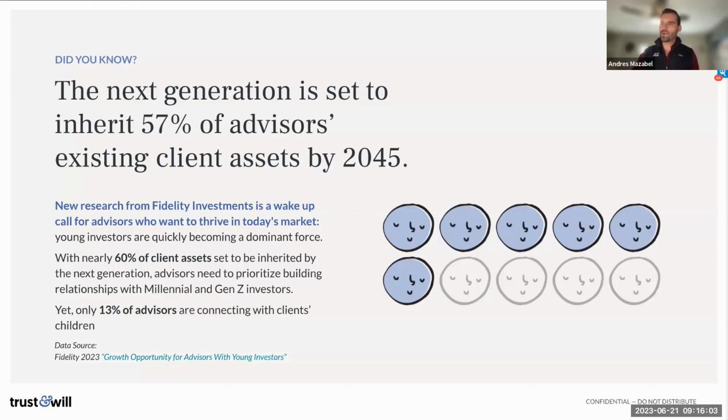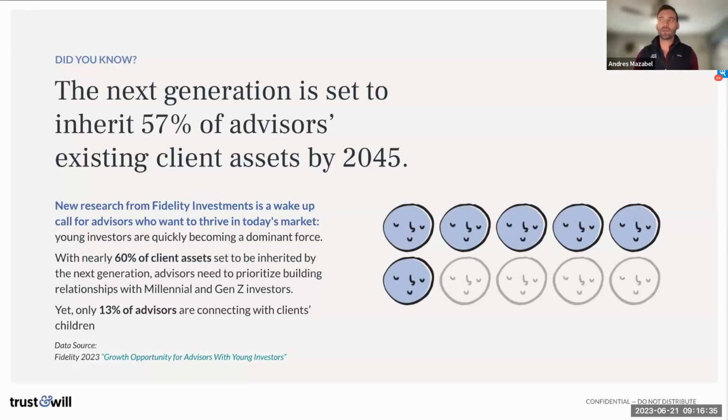And I want to show this slide because I want you to think about this. This is brand new, I think in the last 2 months, it came out from Fidelity. You're welcome to Google it. It's called Growth Opportunity for Advisors with Young Investors. It looked at your book of business and the assets that you manage. About 57% of those assets are going to be inherited by 2045. Yes, the next great wealth transfer, I'm sure you've heard about it.